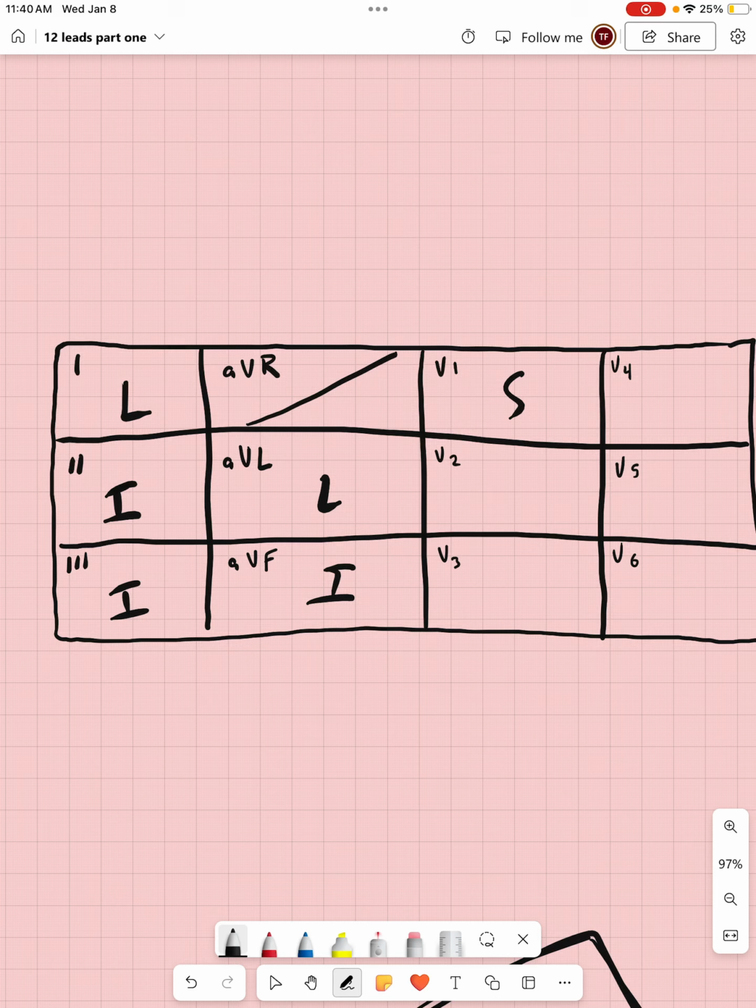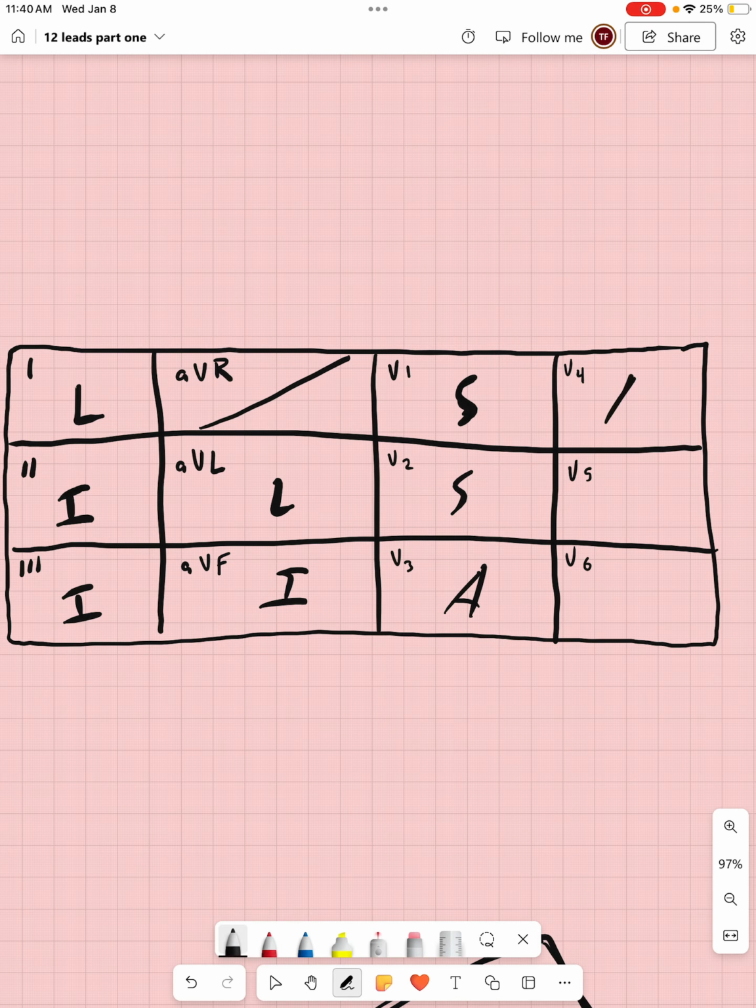V1, septal. Remember I said you have a heart separated by a left chamber and a right chamber that is separated by a septal wall. So this V1 here is looking at that wall, specifically the interior. V2, also septal wall. V3, anterior portion. V4, anterior portion. V5, lateral.